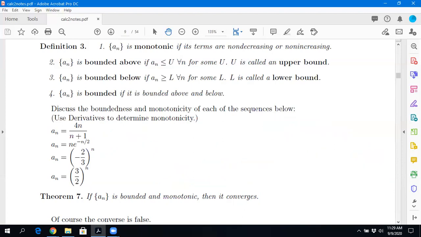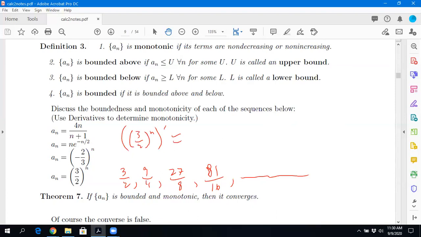Okay, what about this last sequence, 3/2 to the n? It's going to be 3/2, and then 9/4, and then 27/8, and then 81/16. Oh man, what is happening to this thing? It's increasing. By the way, you could figure out whether this is increasing or not by taking the derivative. So if I take 3/2 to the n and take the derivative, how do I do that? Do you remember?